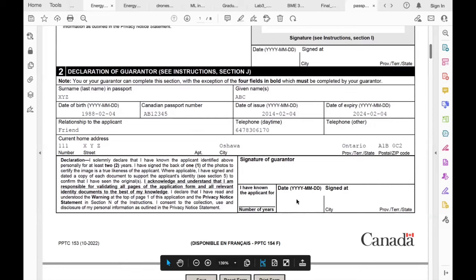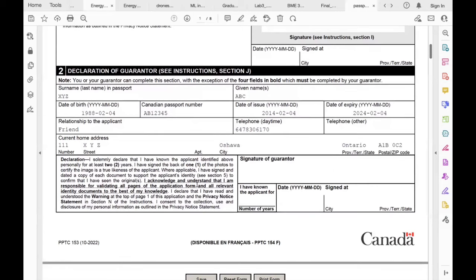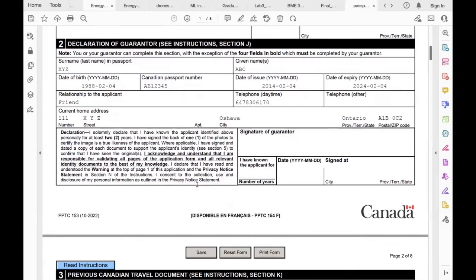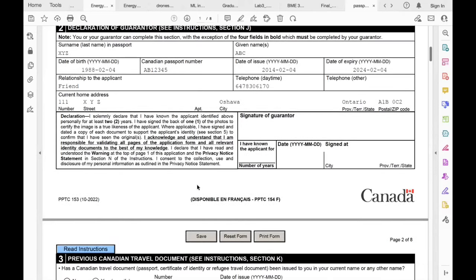After that, they can put the date, the day they sign this application or this page, city and province, and their signatures here. Any further information related to the guarantor, we will cover at the end of the video.